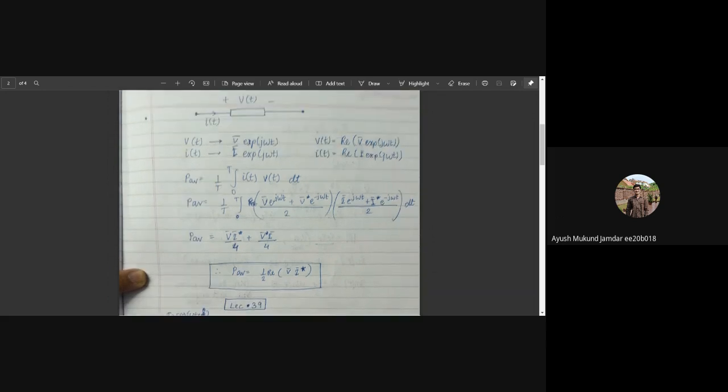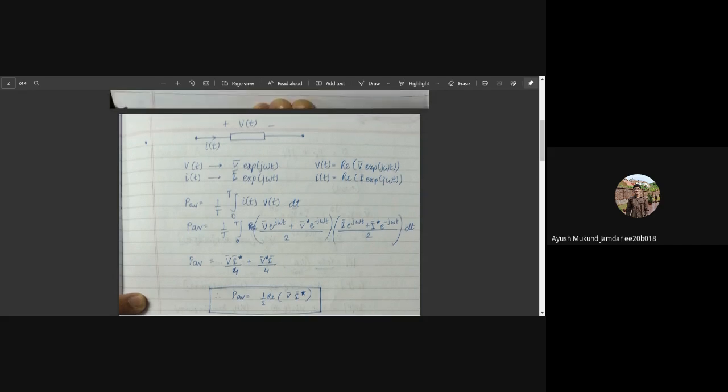that can be further simplified to half of the real part of V bar I star. Note that V bar I star means that we are taking the phase difference with respect to voltage, the implication of which we'll see later. And this is the average power delivered to a load, that will be half of the real part of V bar times I star.